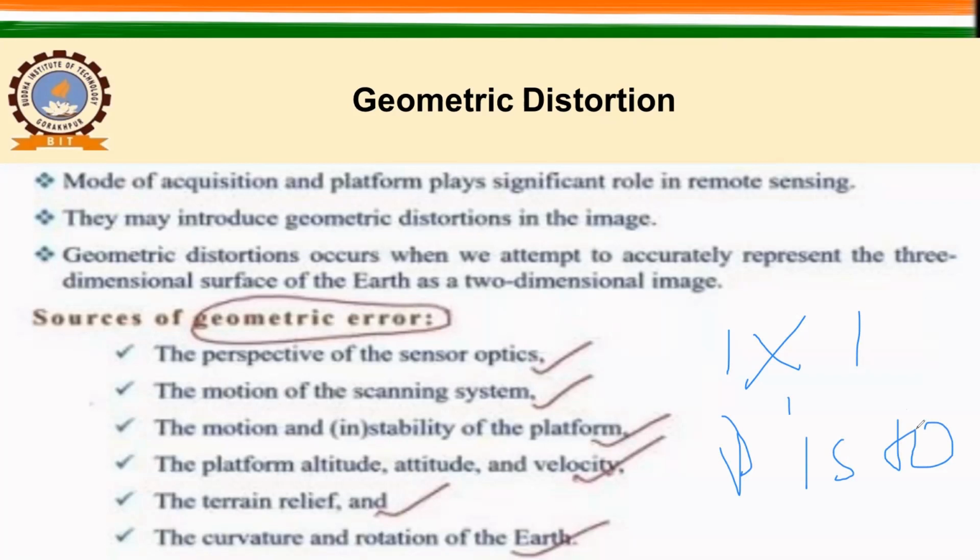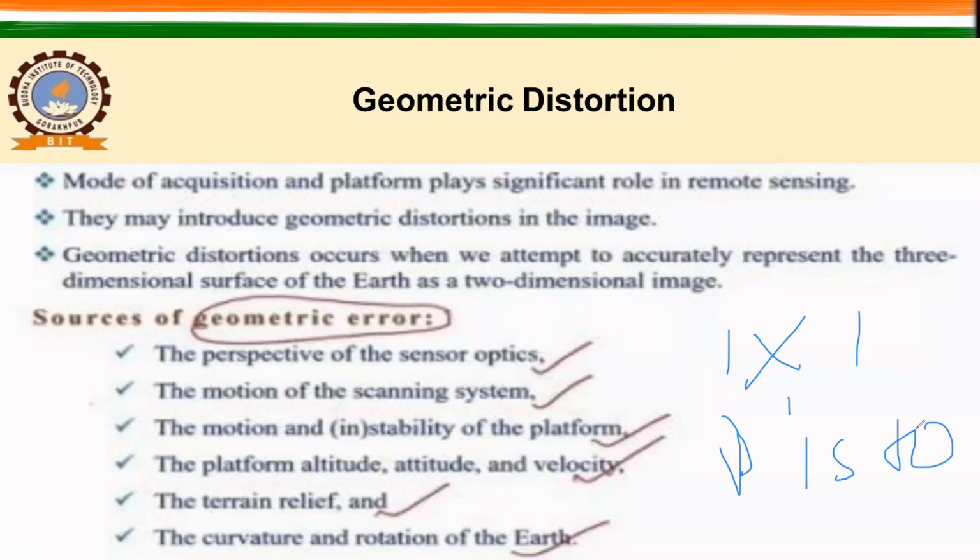So the sources of geometric errors are like the perspective of sensor optics, the motion of the scanning system, how it is moving, if the orbit is defined like if it is a low inclined angle orbit, and if it is moving at a particular velocity, and if it has changed slightly during the measurement, then what will happen? This pixel which was supposed to be like this, it will look like this. You can imagine this one.